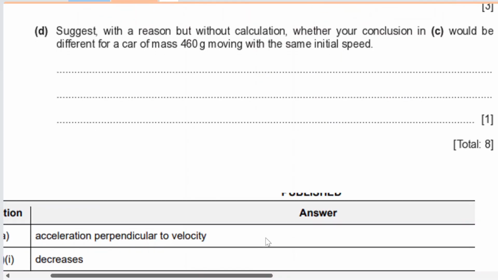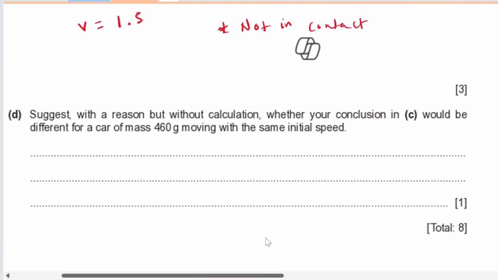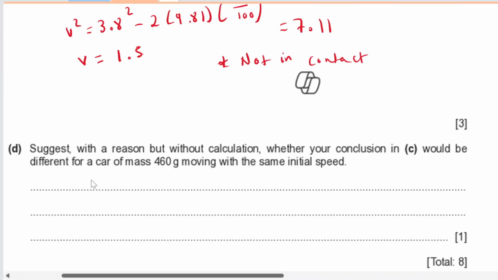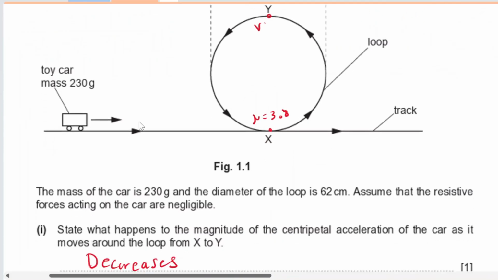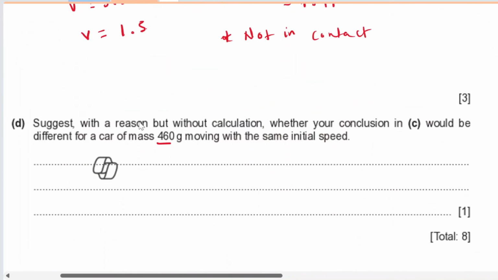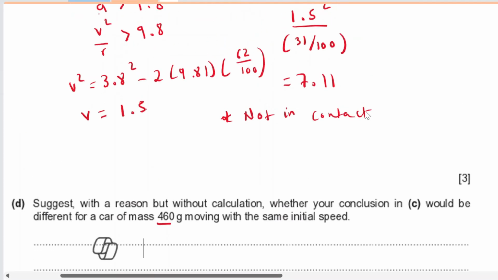Okay, let's go to the last question. Suggest with a reason, but without calculation, whether your conclusion in C will be different for a car of mass 460 grams. So the mass here has almost doubled. Yeah, it has been doubled, moving with the same initial speed. They're asking whether your conclusion will be different or not.